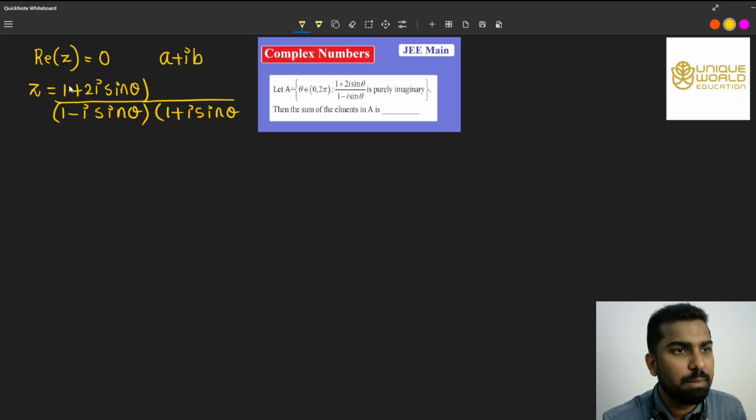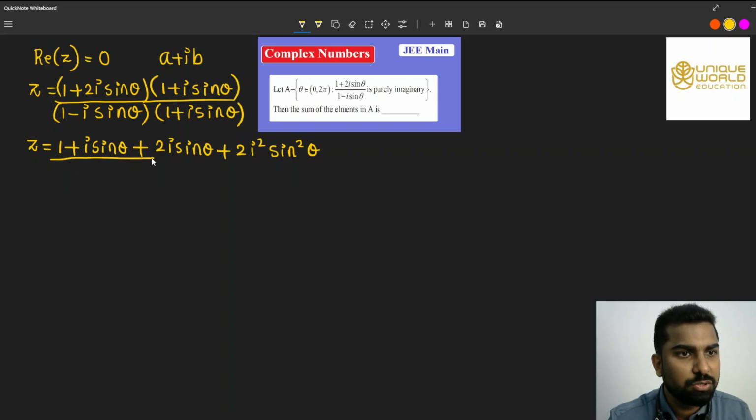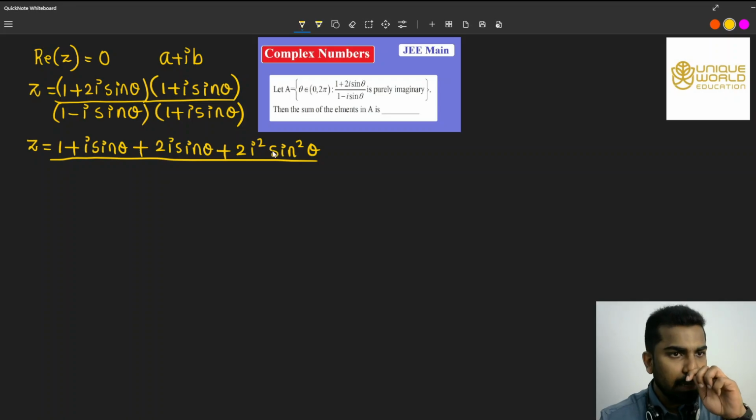In the same way, we have to multiply the numerator as well by 1 plus i sin theta. Now simplifying, z equals: multiplying the numerator brackets, 1 plus 1 into i sin theta, that is i sin theta, plus 2i sin theta into 1, that is 2i sin theta, plus 2i sin theta into i sin theta, we get 2i square sin square theta, whole divided by the denominator.